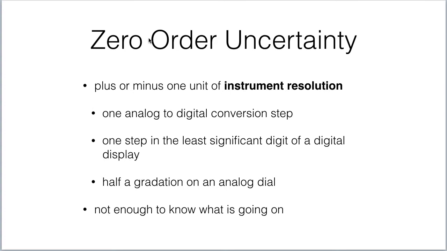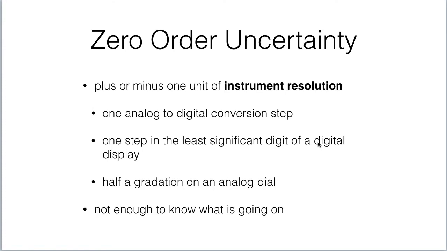Now to start off with, we'll have a 0 order uncertainty. This is before we know anything at all about our measurement devices. And this is just plus or minus 1 unit of instrument resolution. So if our instrument is an analog to digital converter, we're going to go 1 step on the analog to digital converter. With our Arduino that has a 10-bit analog to digital converter and divides things into about 1,000 steps, that's going to be about 1 part in 1,000, which is not a very big uncertainty.